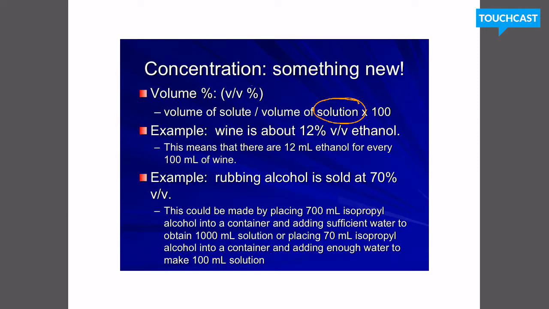Another example would be the rubbing alcohol that you get sold at the grocery store. Rubbing alcohol is typically sold at 70% volume. There's a couple different ways you can think about it. If you had 700 milliliters of isopropyl alcohol, you would put enough water into the 700 milliliters to make the final volume 1,000 milliliters, and that by definition would be 70%. Now, easy math would be to just take 70 milliliters of isopropyl alcohol and add enough water to make the total volume come up to 100, because that is also 70%.